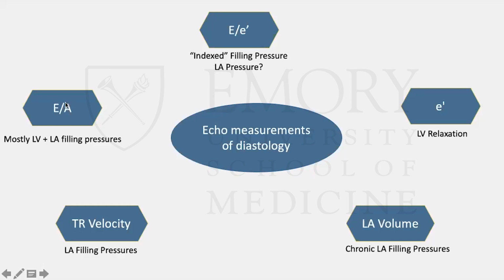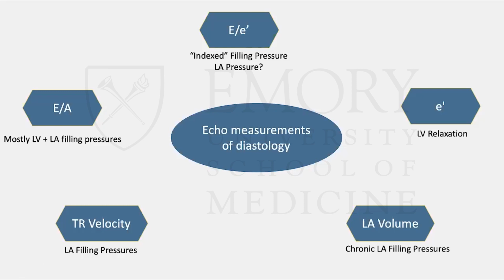So, your E to A ratio is looking at a combination of the relationship between LV and LA filling pressures. Your TR velocity is really looking at the left atrial filling pressures, the left atrial volume. This is like a chronic measurement of LA filling pressures. And then your E to E prime, as I talked about, is this idea of an indexed filling pressure, or maybe an overall estimate of LA pressure. But each of these is measuring related things, but not necessarily all the same.